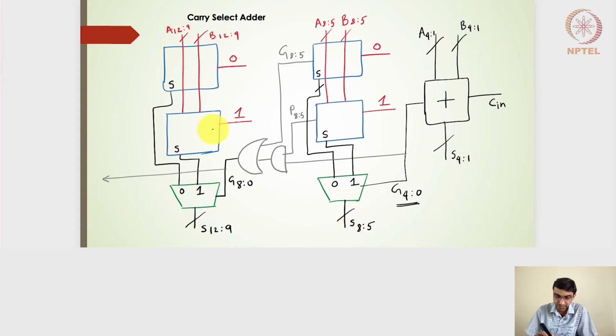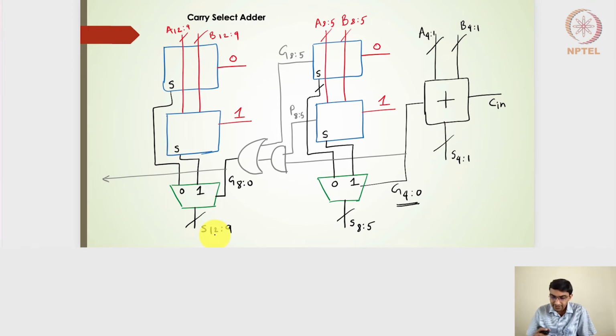Similarly, for the next block of 12 is to 9 and B12 is to 9, I will have two blocks. One block generates the sum bits assuming the carry input is 0. The other block generates the sum bits assuming the carry input is 1. It goes to 4 multiplexers, and then based on the carry input 8 is to 0, we will get the real sums. And similarly, we can continue it for the higher groups, for the higher order adder subsystems.